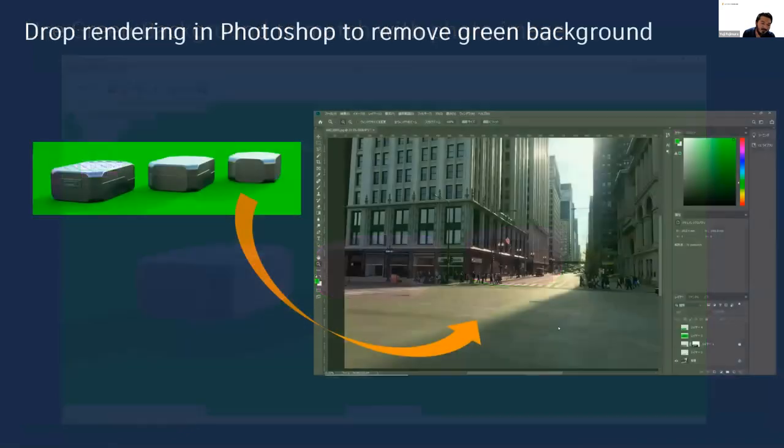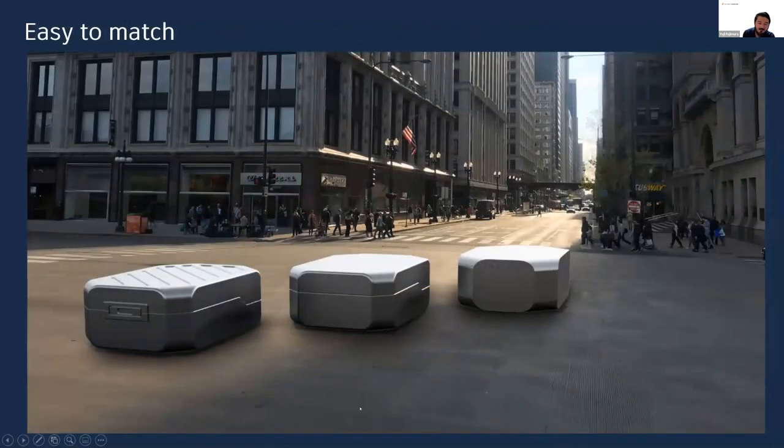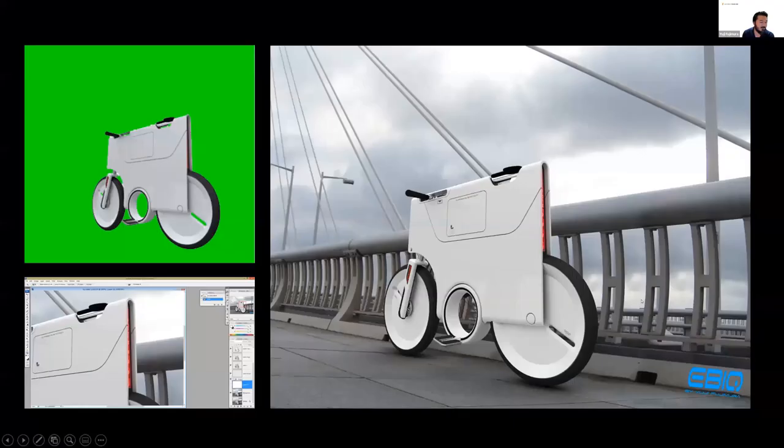And then actually this is Chicago in the United States. I render this and import it into Photoshop, and I use this filter to remove the green background from the image. I can say a little bit of touch-up is needed, but it's super simple.